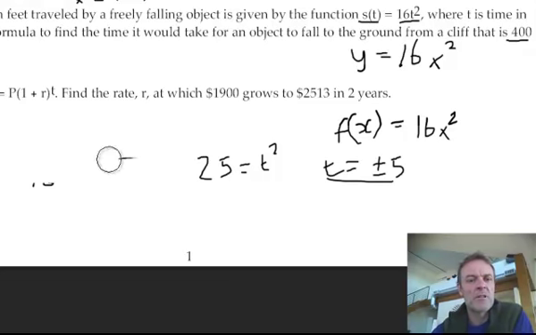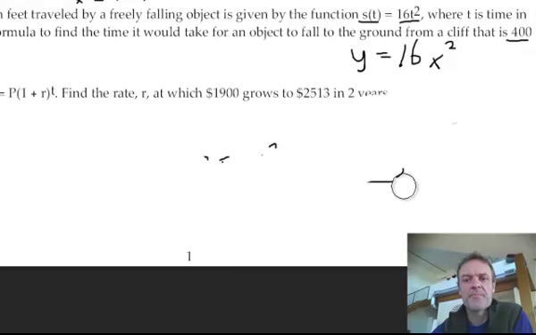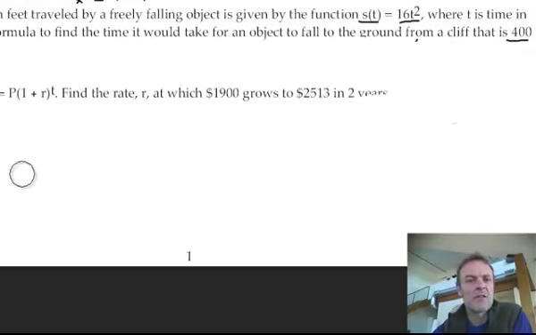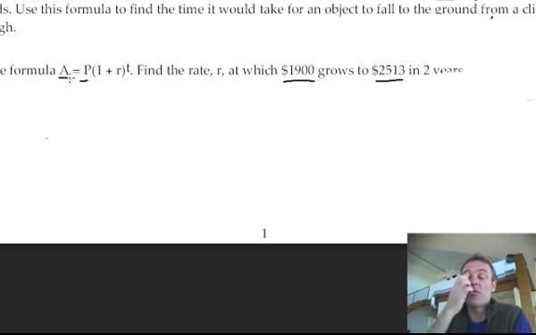Okay, it's maybe more like a test question, so let's have a look at it. Whoops, I erased a bit there, down here. Okay, so we have this. We've got an equation. Now, you have to realise where to put these numbers. You've got $1,900. That's P. That's the principal. Okay, so the 1,900 is the amount you have right now. It's going to grow to $2,513, right? That's the amount you get in the future, okay?